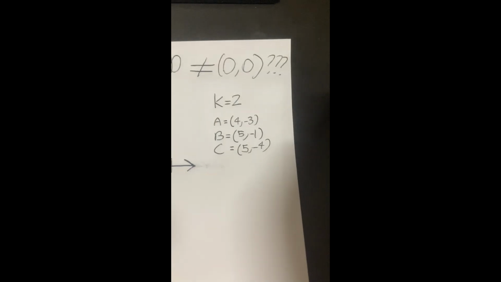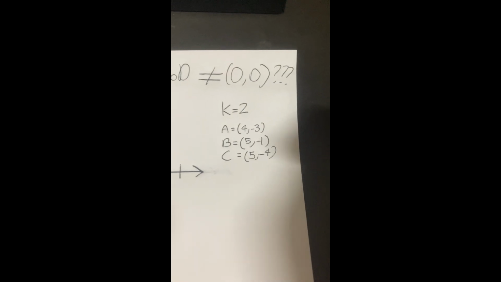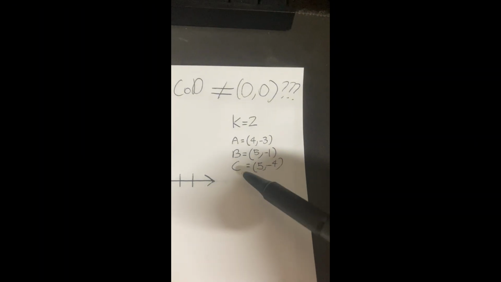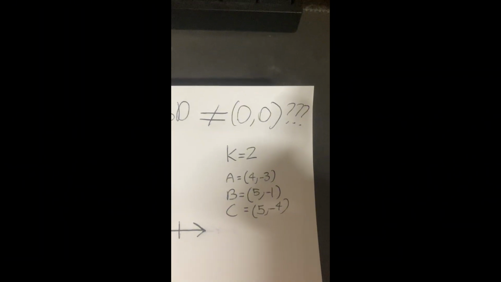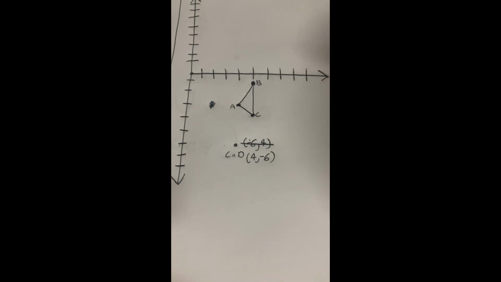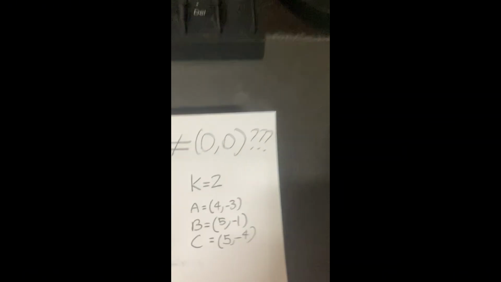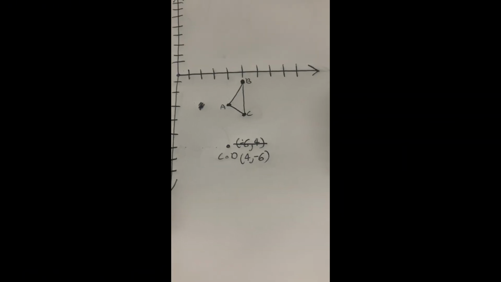In this example, we will be using triangle ABC. Triangle ABC is comprised of 3 points, A, which is 4, negative 3, B, which is 5, negative 1, and C, which is 5, negative 4. We'll be dilating this by 2. The center of dilation in this example will not be 0, 0, as we said before. Instead, it'd be 4, negative 6.